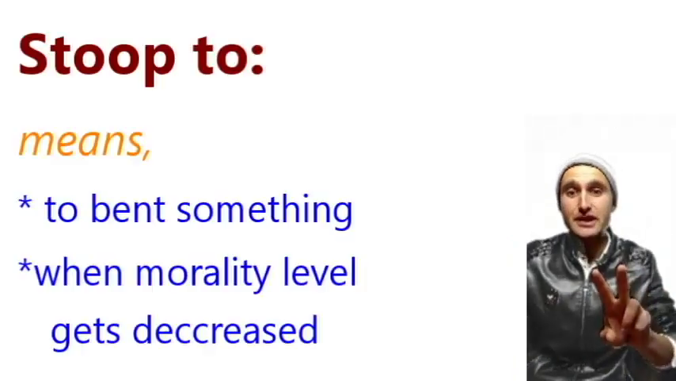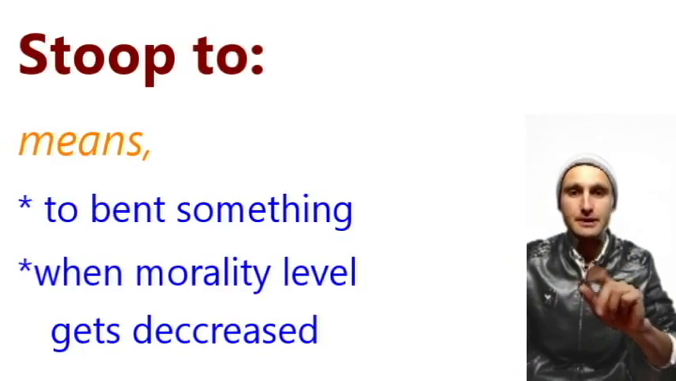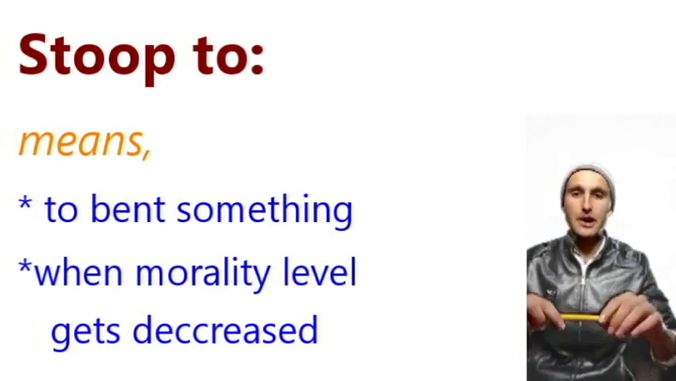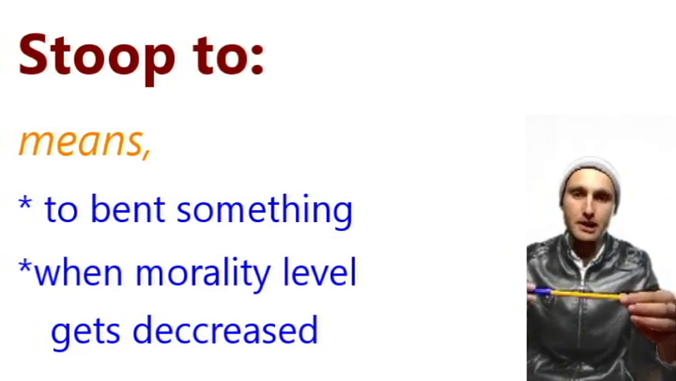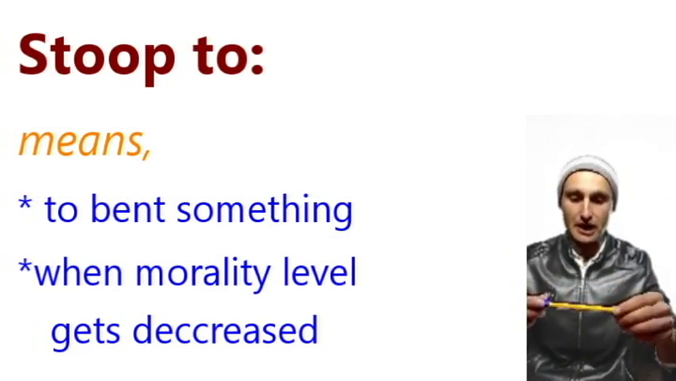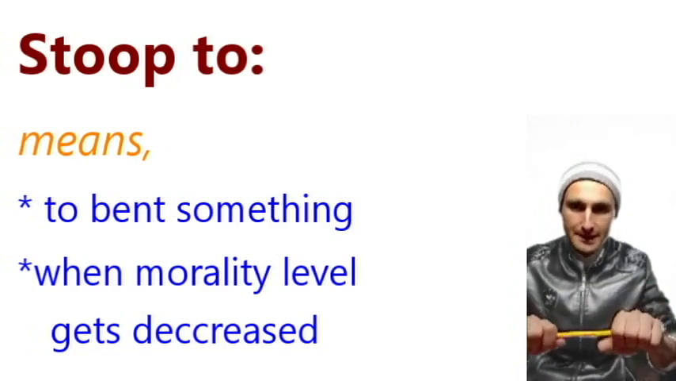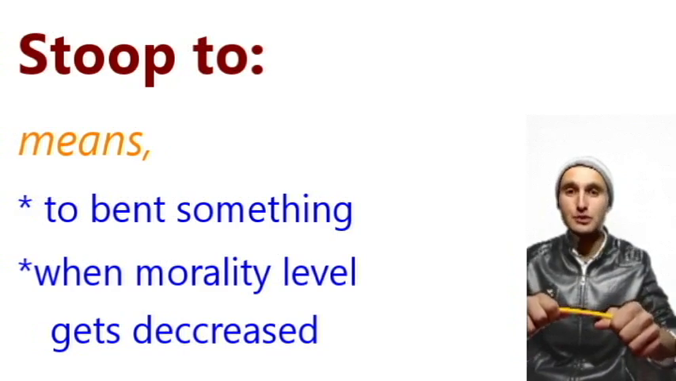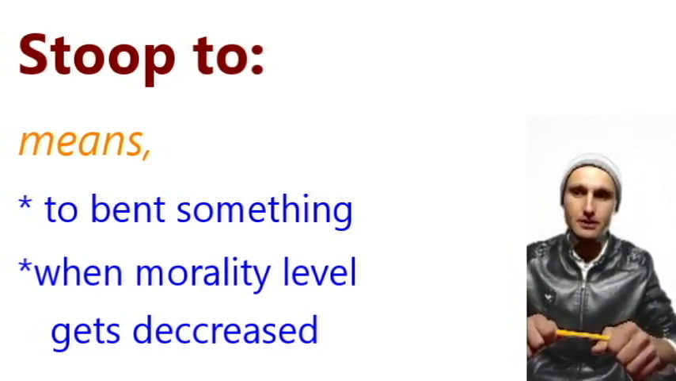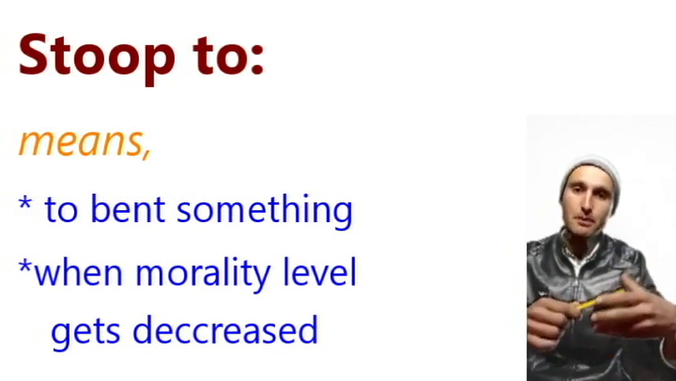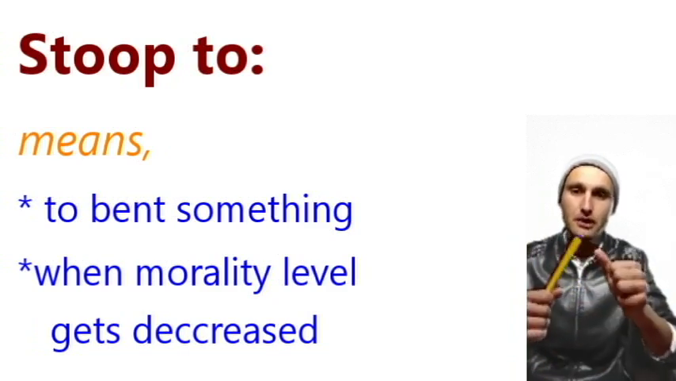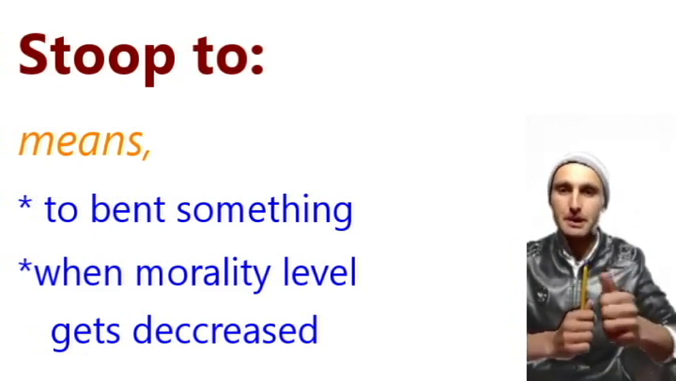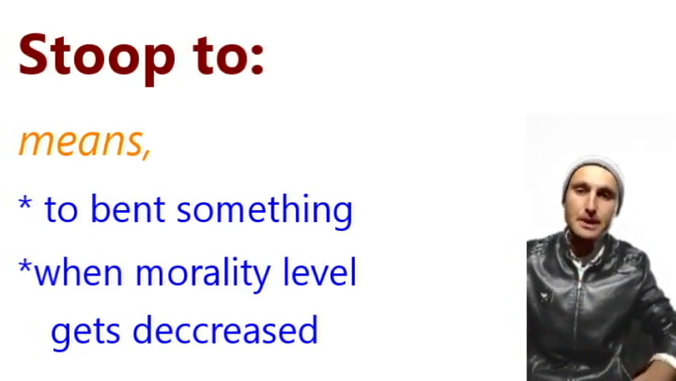So "stoop to" actually has two distinct meanings, two different meanings. The first meaning is to bend something. Bend something means, if I have this pen in my hand and somebody tells me to bend this pen, I will press on both ends of the pen and it will get bent. So the first meaning of "stoop to" is to bend something, like we bend our body whenever we want to pick up something from the ground. We bend our waist to pick up something from the ground. So this was the first meaning of "stoop to".